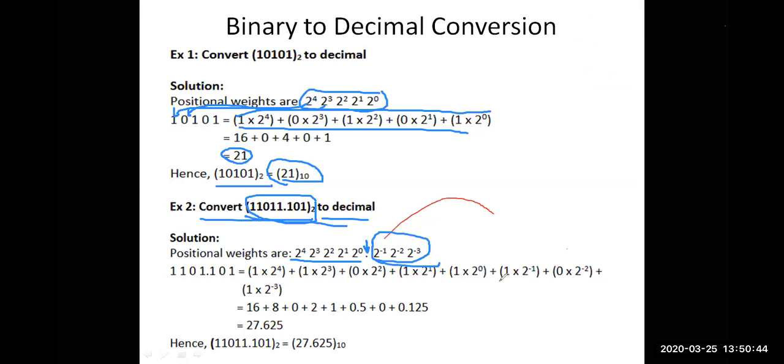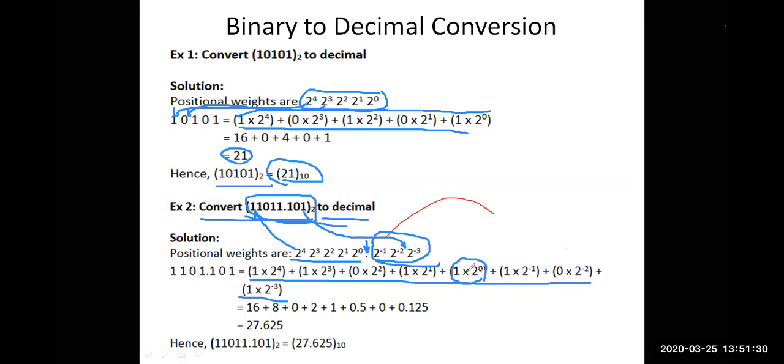Here we do the same thing, addition of multiplications. We add the multiplications of each digit and its positional weight. So I can show you like this. There is multiplication of these positional weights and the addition of all these values. The first multiplication, I'll start from this point, is 2^0 multiplied by 1. Similarly, 2^1 multiplied by 1, 2^2 multiplied by 0, then 2^3 multiplied by 1, and 2^4 multiplied by 1.